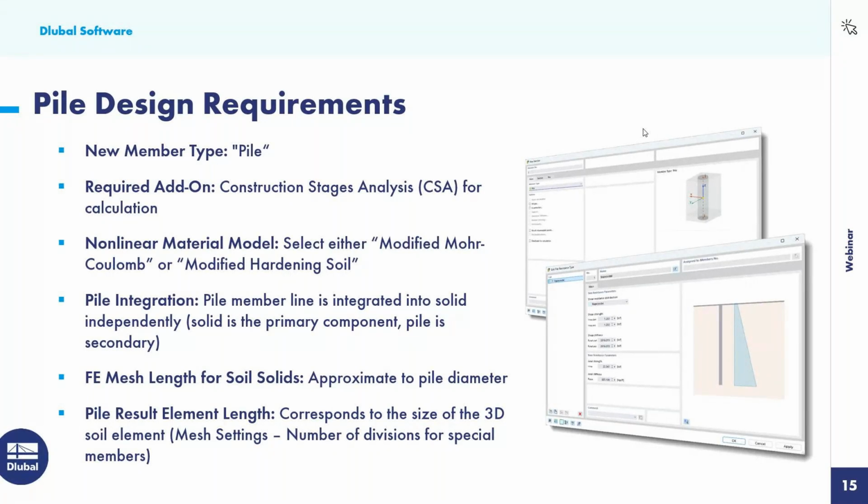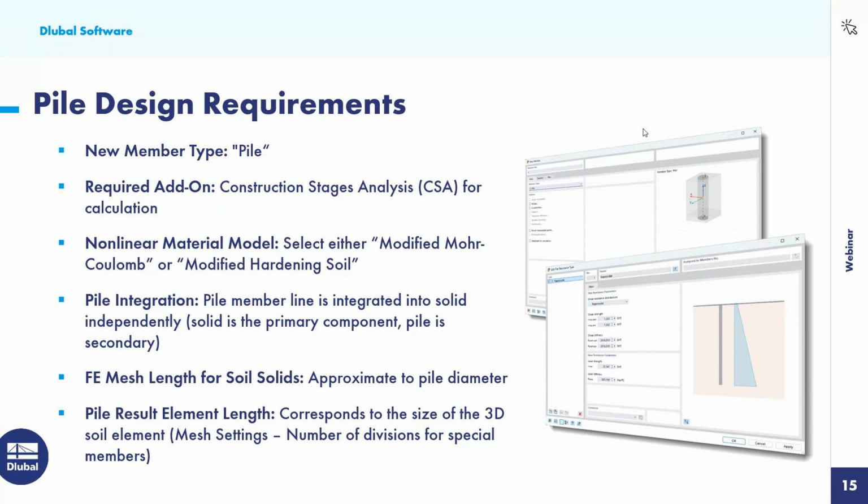Also, it should be known that we need to also activate here the construction stages analysis add-on for the calculation. And the reason why is that soil is a very stress dependent material property. It's very dependent on the load history. And we have these highly advanced nonlinear soil material models that can account for this behavior. But we require the CSA add-on to calculate the deformations and the stresses with simply higher accuracy when we're looking at something like the pile design.